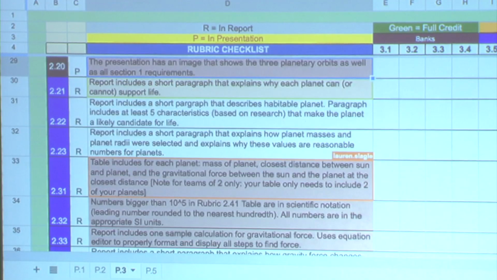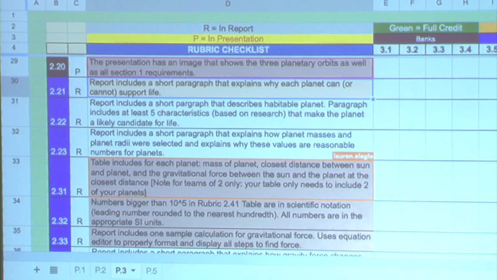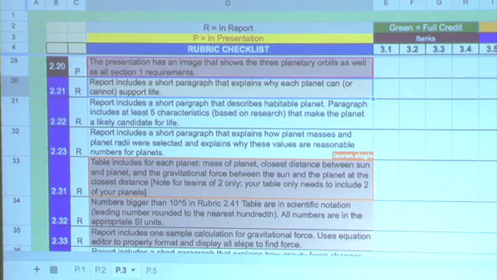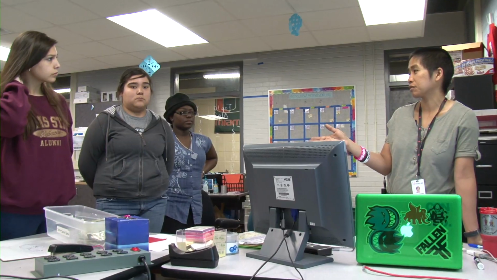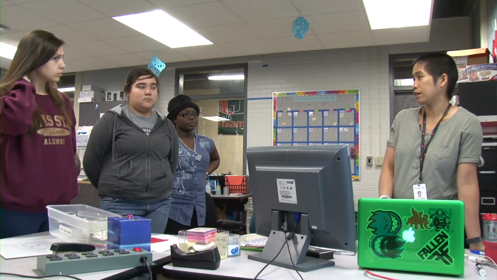2.21 and 2.22, yeah, these go together. Oh, what if we wrote them as a separate paragraph? This is more about your solar system in general. This is more zooming in on the one planet that actually works. So I would think of them as separate ideas.